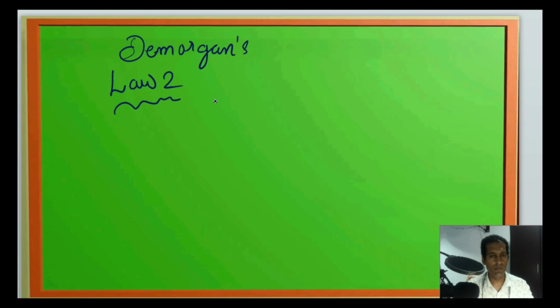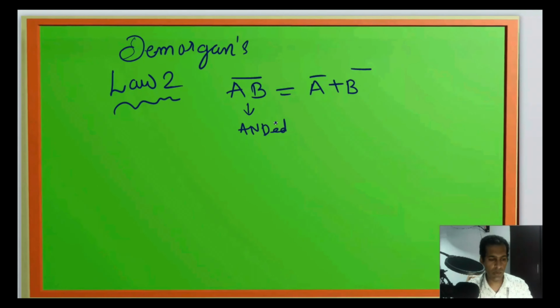The second law states that (AB) bar is equal to A bar plus B bar. This law states that the complement of the product of variables is equal to the sum of their individual complements. That means the complement of two or more variables ANDed together is equal to the sum of the complement of each individual variable.